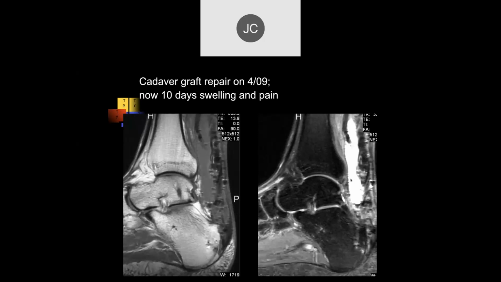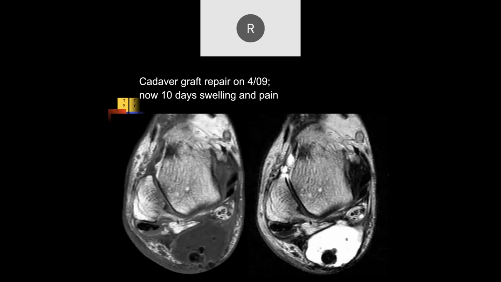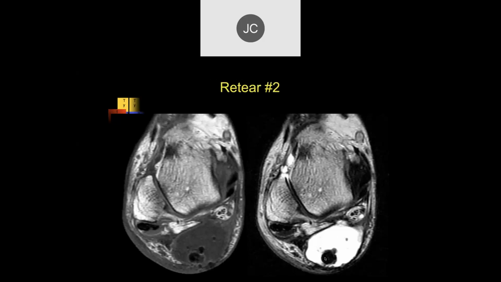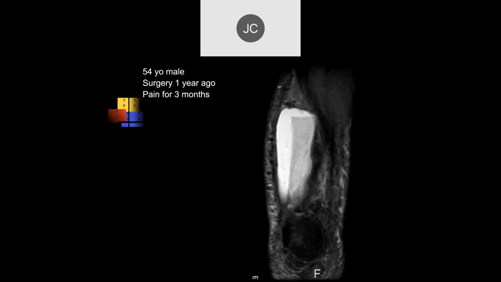So this is another construct that is torn and retracted, and this occurred very rapidly after the surgery, as you can see. And here is the axial plane with this large fluid collection, probably a hematoma, and the metallic artifact. And this happened to be the second time a surgical repair in this patient tore. And so this again was unsuccessful. Okay, Elior.